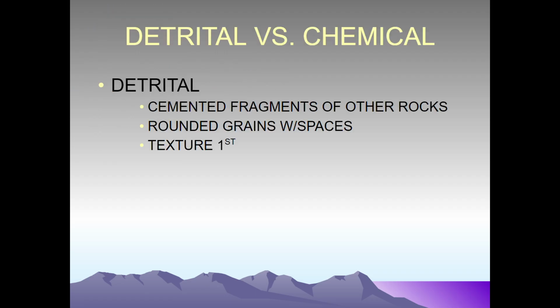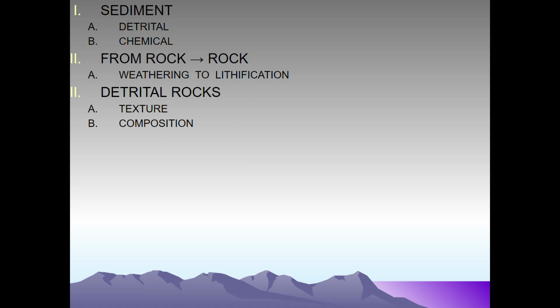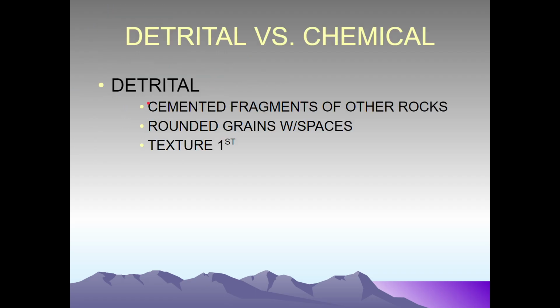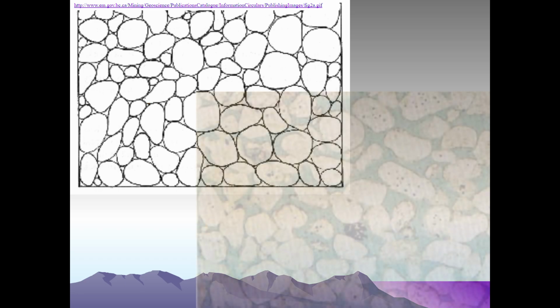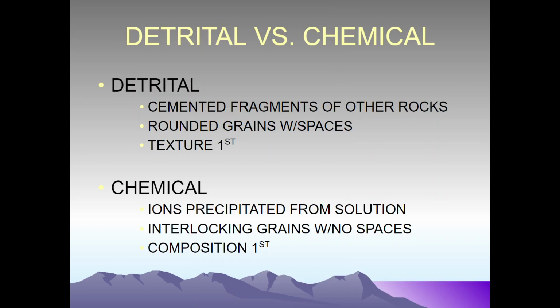Want to talk about this? This I think I'll leave more to lab. We've talked about texture and composition, so we'll actually start to look at the different types of detrital sedimentary rocks. We'll have some chemical sedimentary rocks that we look at, and we'll figure out how we actually classify these things and the differences between each other. But we'll go ahead and leave this for lab.